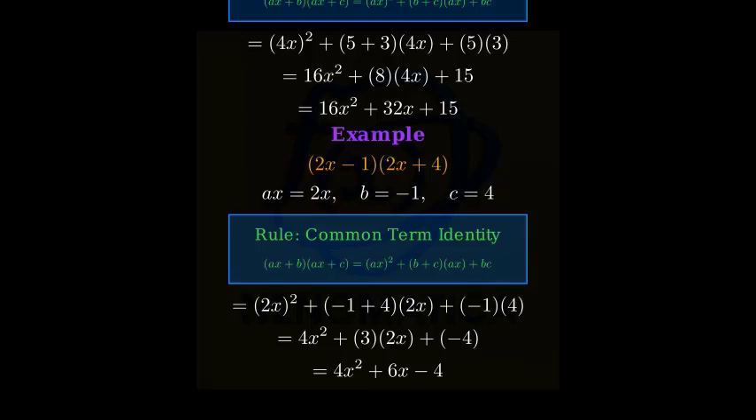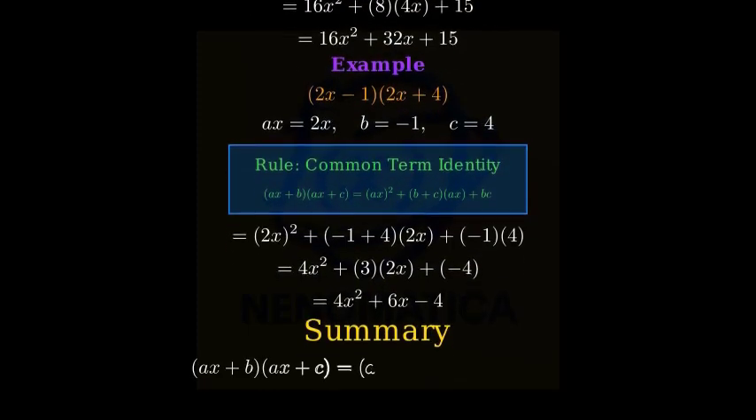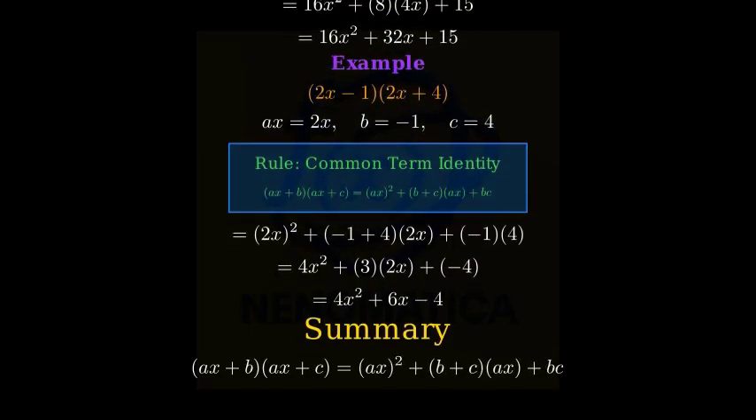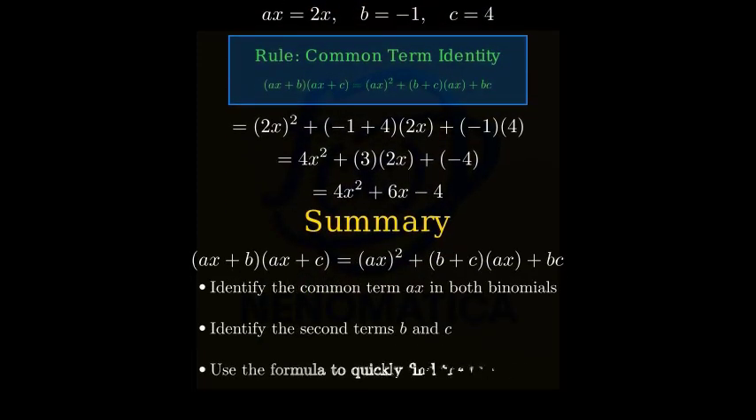Let's summarize what we've learned about the common term identity. When multiplying binomials that share a common term, we can use the formula: ax plus b times ax plus c equals ax squared plus b plus c times ax plus bc. Here are some tips for using this formula. First, identify the common term ax in both binomials. Second, identify the second terms b and c. Third, use the formula to quickly find the product.